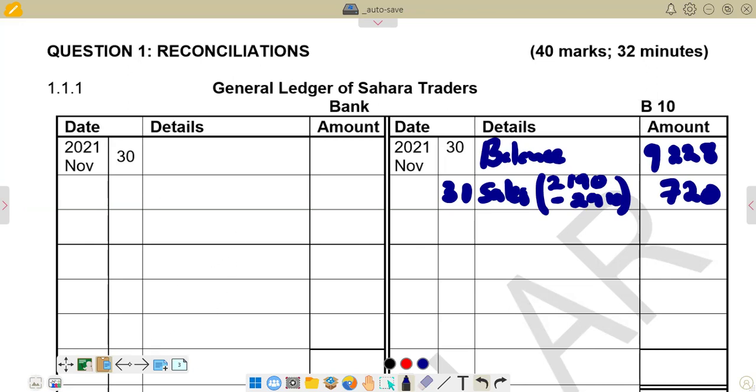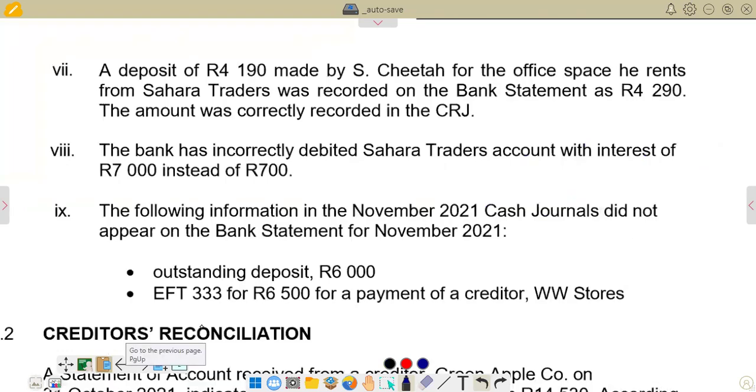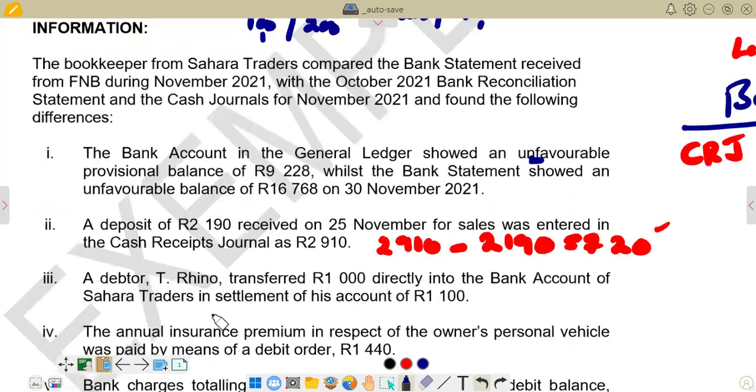So we go back to see what we have next in the question. If you go to the next adjustment, that is number 3: T Rhino transferred 1,000 directly into the bank account of Sahara Traders in settlement of his account of 1,100. What is important is that we are not concerned about the actual amount that was supposed to be paid, but about the amount that was transferred, which is 1,000. Remember, this is a direct credit, so it doesn't appear in our bank account. We can only get to know about this transaction from the bank statement.